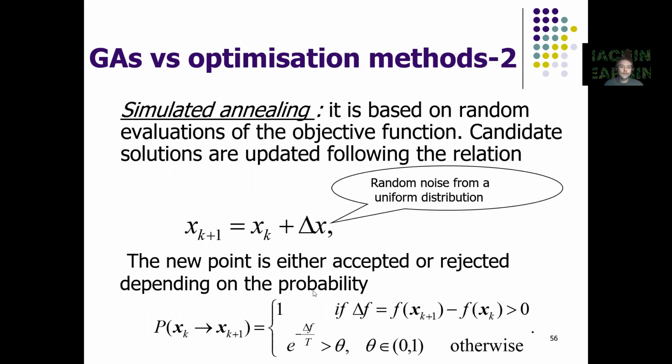It uses, again, the model where the new solution is the old one plus some kind of correction. The correction is purely random noise from a uniform distribution. And the new point that is generated is accepted or rejected depending on these probabilities you can see here. The probability is 1 if the new function value is bigger than the old function value, because assume this is a maximization problem. Otherwise we accept it with some kind of probability, where again the probability follows this exponential model.